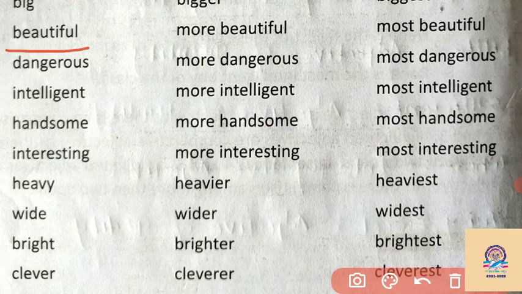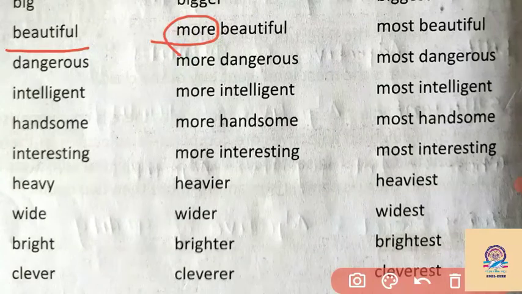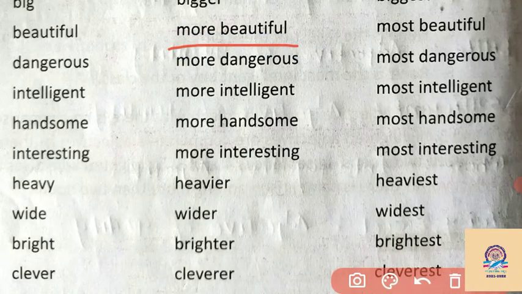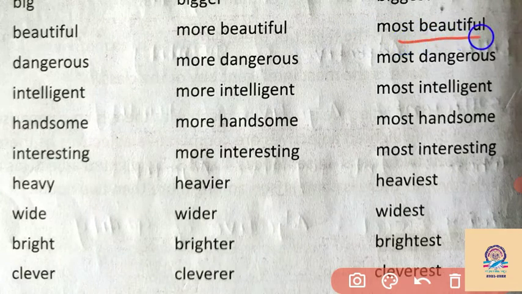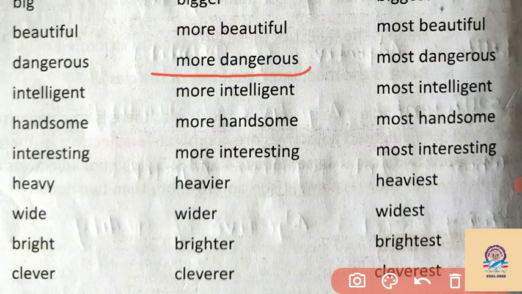When the adjective has two syllables, we have to add more for the comparative. Then we write beautiful, and most before it for the superlative. Same here with dangerous, that is danger and ous, we have two syllables. So here we have to add more dangerous and most dangerous.